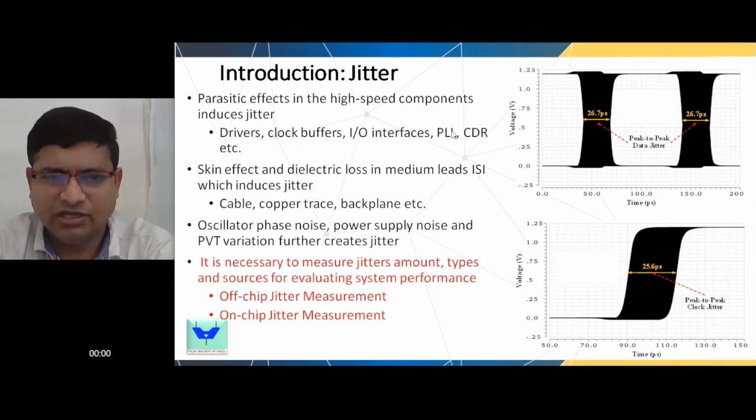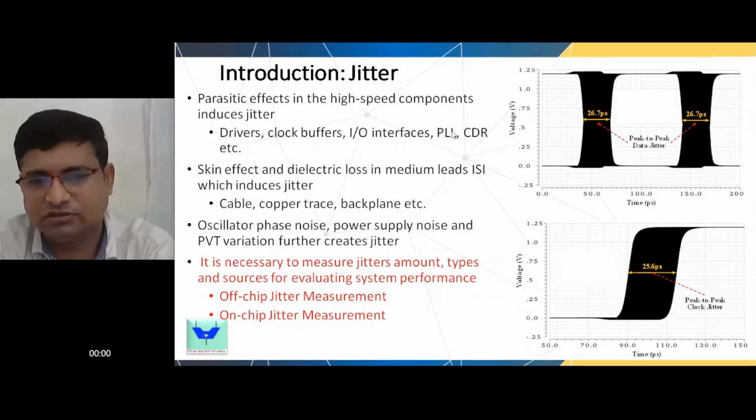Jitter is generated from parasitic effects, skin effect and dielectric losses in the medium, and also from oscillator phase noise, power supply noise, and PVT variations. As jitter creates undesired effects on system performance, we have to measure it.